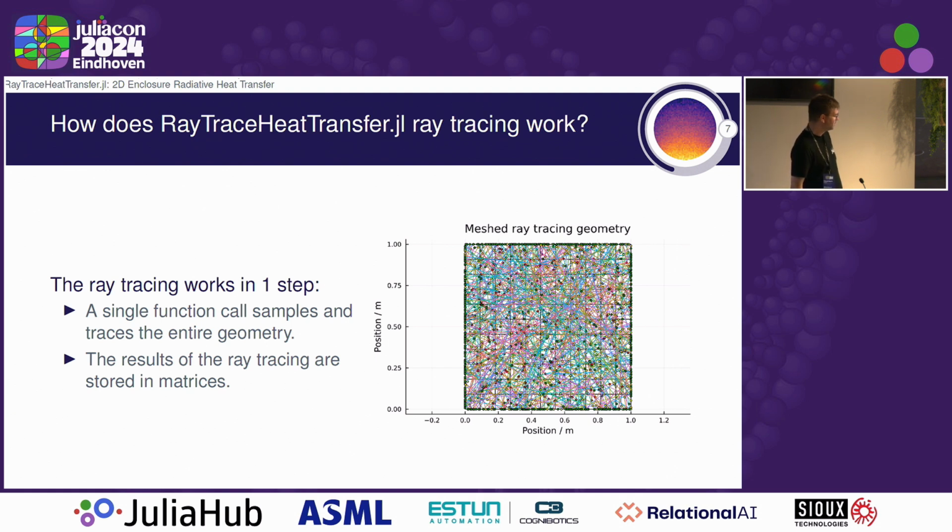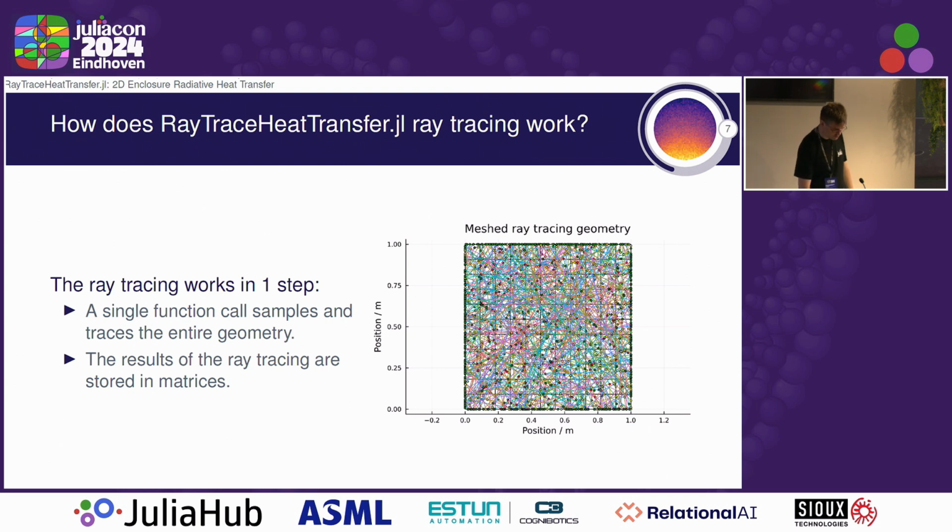I know it looks very chaotic, but it's a single function that samples and traces the entire geometry. The results of the ray tracing are stored in matrices, where each row in the matrix describes the probability of radiation emitted from emitter I going to column J. So for each row we have J elements, one for each element in the domain.